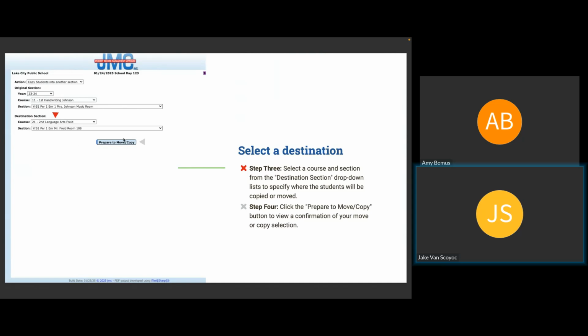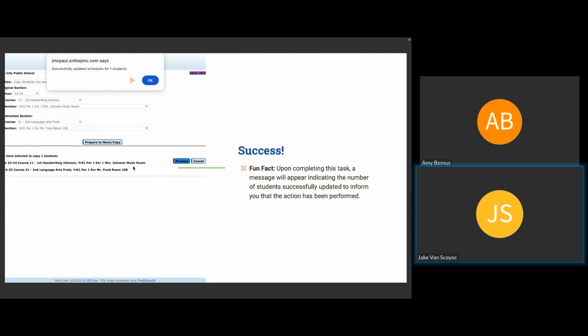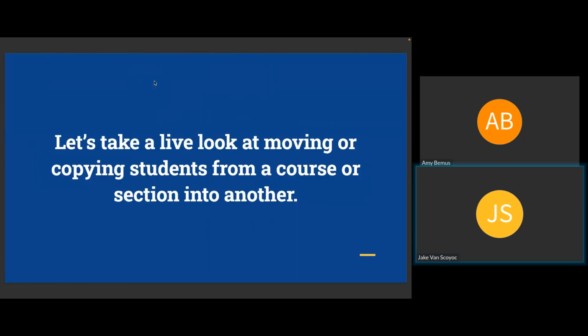Step 4, you'll click that prepare to move or copy button. And then you'll get a little notification that'll let you know these students are moving or being copied from this course or section into this course or section. If that looks the way you want it to look, you click that proceed button. If not, you click cancel, and JMC will alert you upon completing this task that a specific number of students' schedules have been updated. You simply click the OK button and it'll take you back to the same screen. So back to the original screen, I should say.